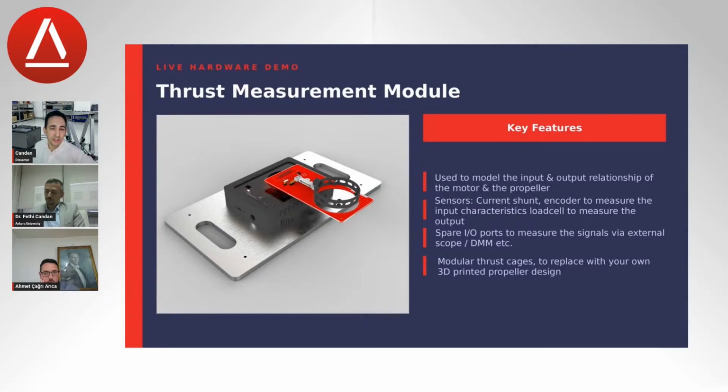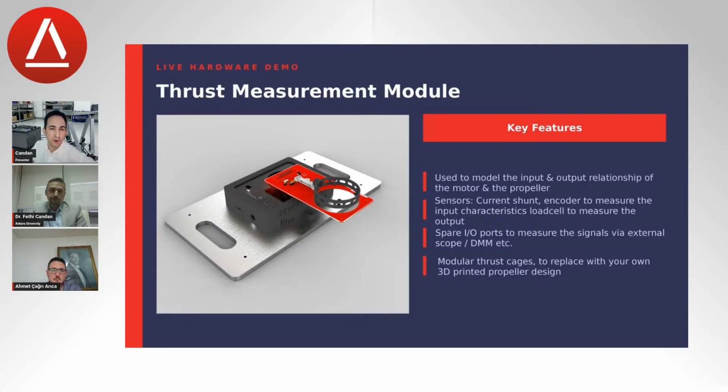And this one is also an important part of the kit. It is called the Thrust Measurement Module, and this is used for the system identification part of an experiment. It has sensors for measuring the current and voltage levels applied to the DC motor, and also the encoder to measure its speed. But we also have a load cell, which is just over here. The load cell is to measure the force output, which is the thrust. So we relate the input and output characteristics in that way.